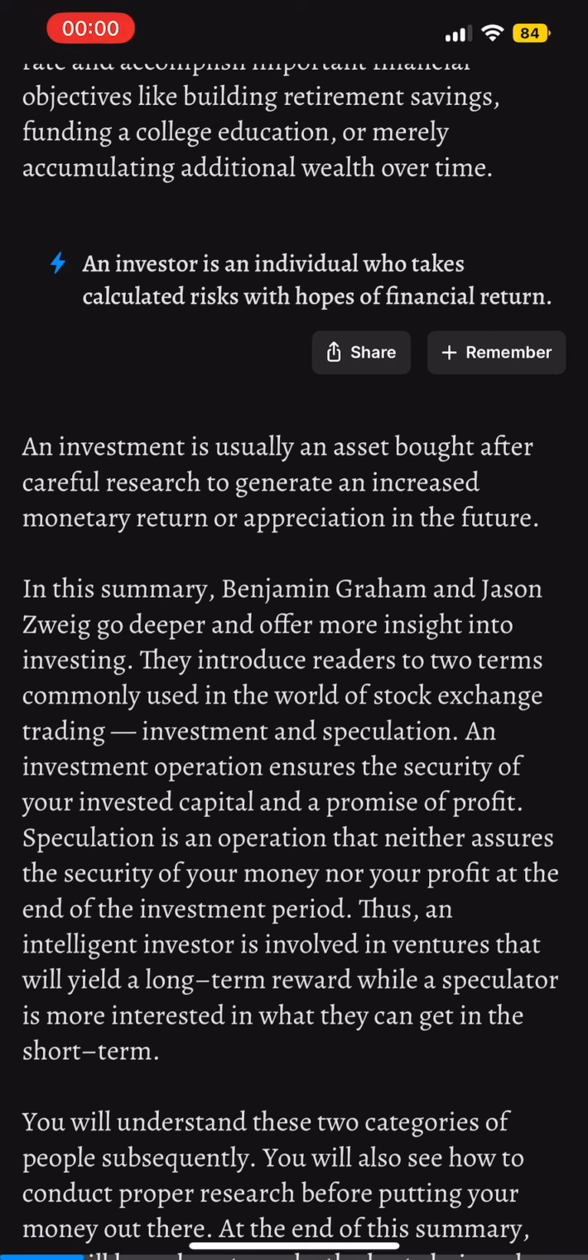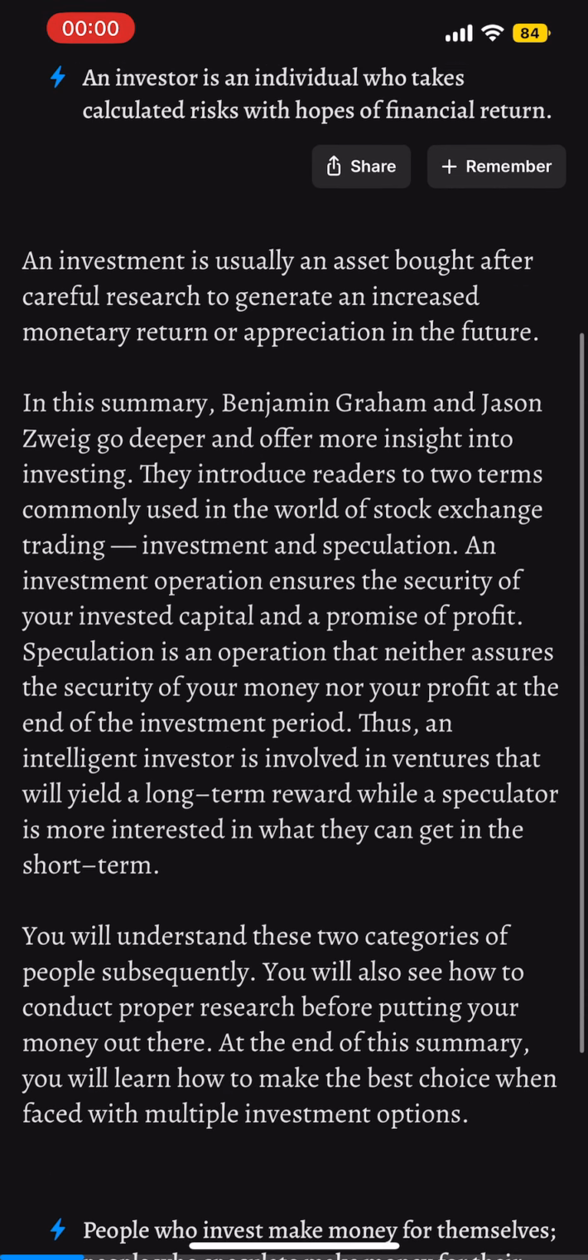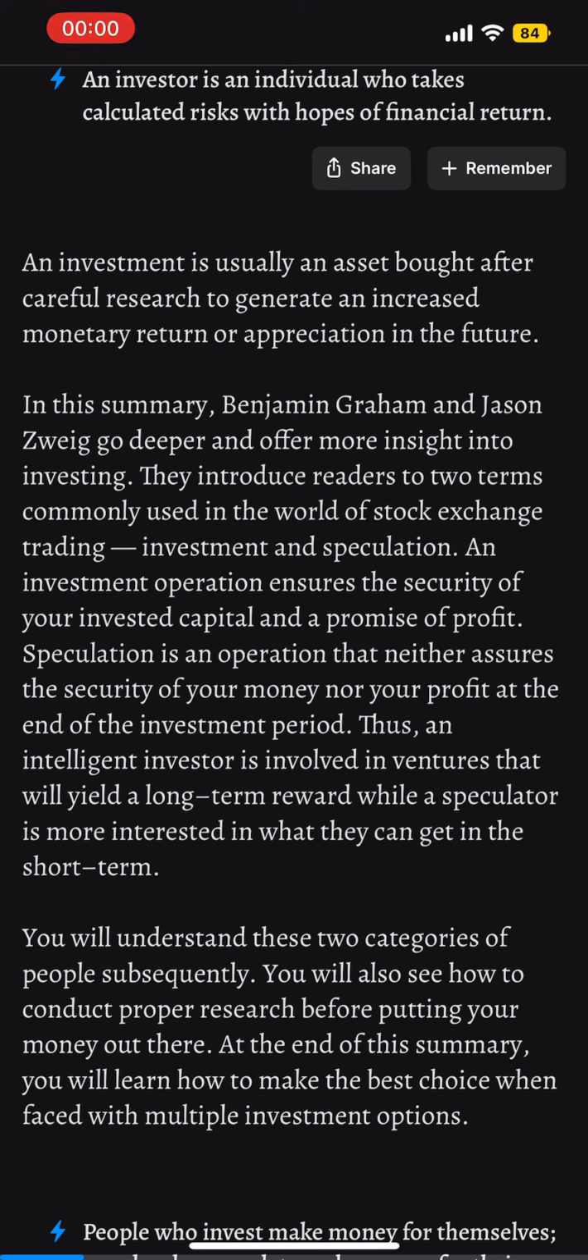An investor is an individual who takes calculated risks with hopes of financial return. An investment is usually an asset bought after careful research to generate an increased monetary return or appreciation in the future. In this summary, Benjamin Graham and Jason Zweig go deeper and offer more insight into investing. They introduce readers to two terms commonly used in the world of stock exchange trading: investment and speculation.